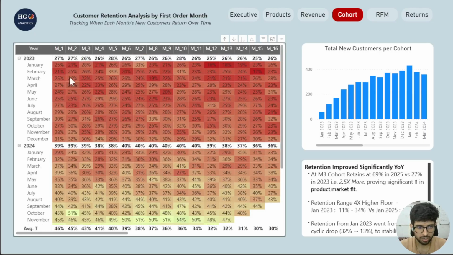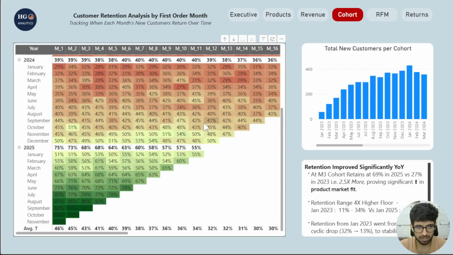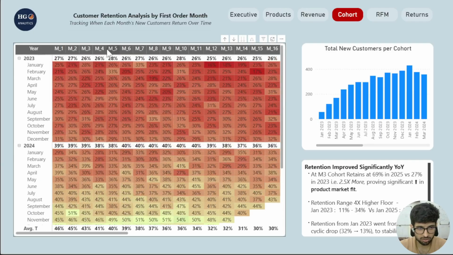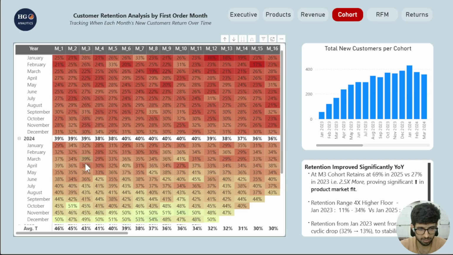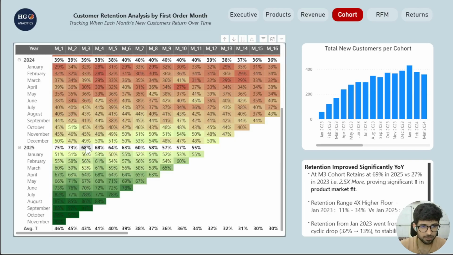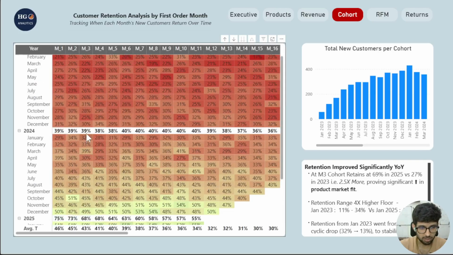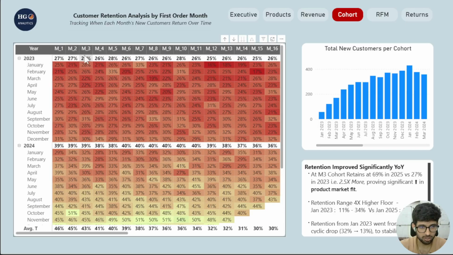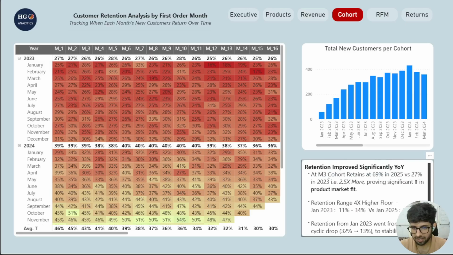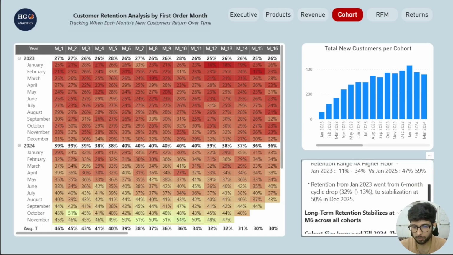You can see in 2023 the average is around 26 to 27% retention, deep red. While in 2025 there is very high retention. If I compare across the third month, it is 68% in 2025, 39% in 2024, and in 2023 it was only 26%. So we can see that in M3 the cohort retains significantly higher, about 2.5x more, which shows we have improved our product market fit.